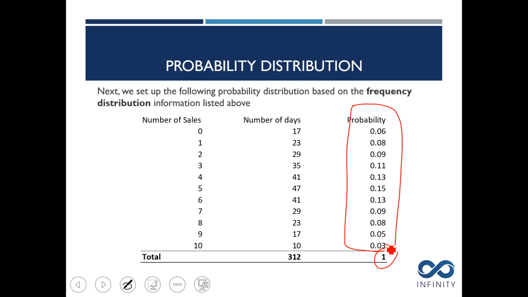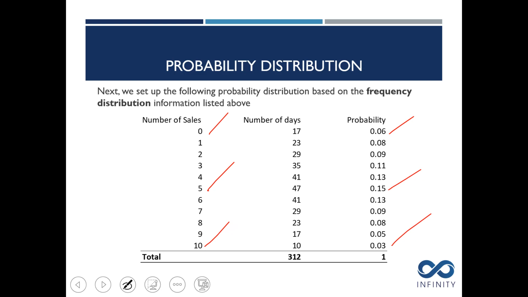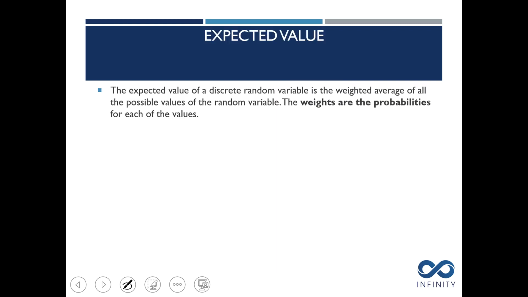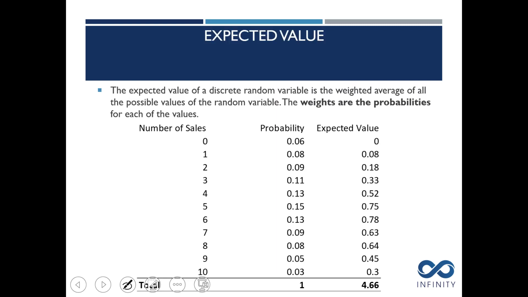So the probability of selling 0 computers is 6%, selling 5 computers is 15%, selling 10 computers is 3%. So now we have the events and we have the probability of each event. Using this, we can create a probability distribution, and this is what we call a probability distribution. So you are adding probability to a frequency distribution. Now, using this, we can calculate expected value.